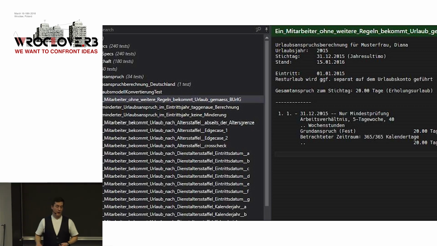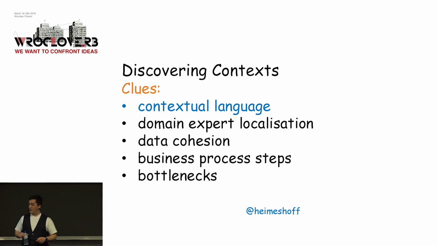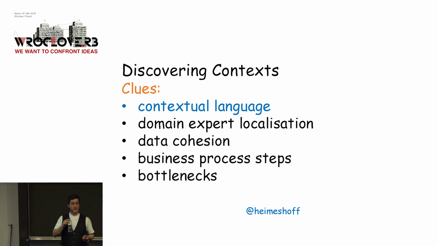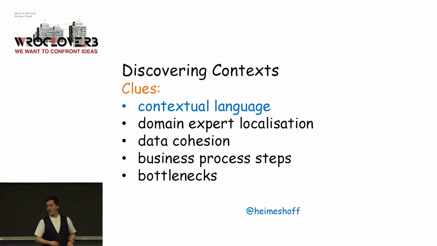So, how do we discover bounded contexts like these? There are multiple ways. One clue is the contextual language. This is what we discussed. When language changes, you have a different bounded context. Another one is domain expert localization.